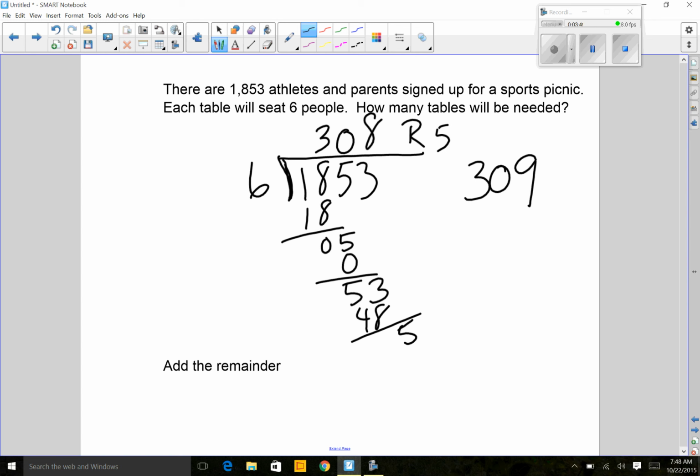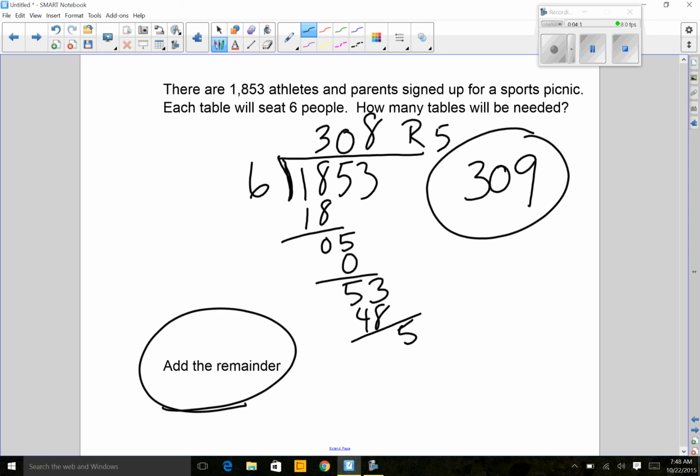It won't be a whole table. I'd have to have 6 to make a whole table. So I can't make a whole other table. I can only make part of a table. But they still get a table, because we can't put 7 at a table, so they can't go to a different table. We can't squeeze them in with the other 308 tables. They've got to have their own table. So now I add up to 309. So that's one technique: adding the remainder is something you can do.